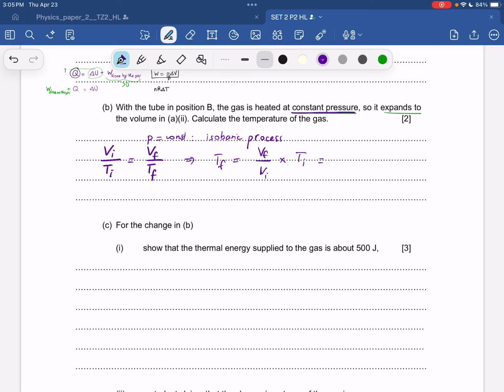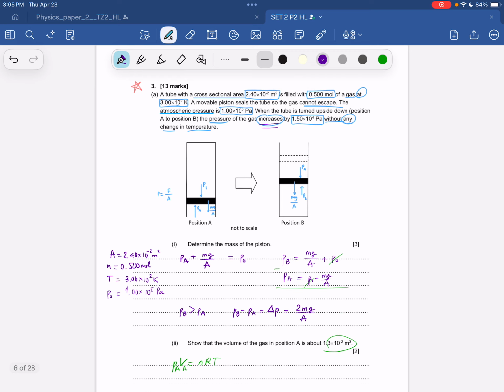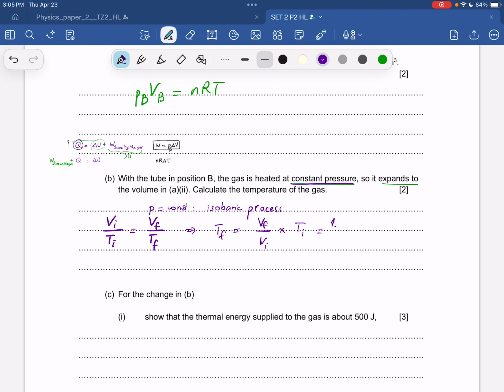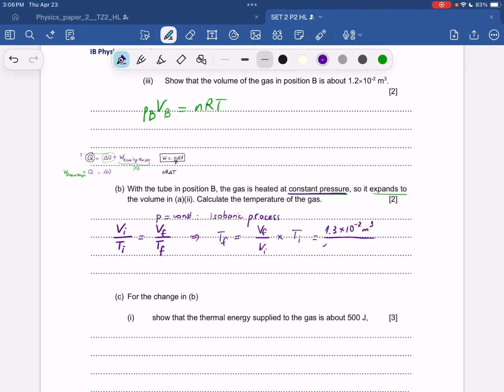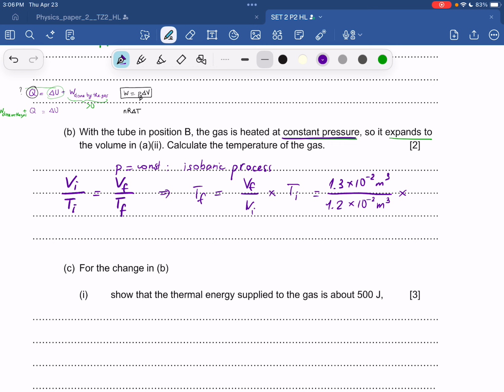Okay, the V_f here, they said it will be the state A. So it is this much, right? 1.3 times 10 to the minus 2 meter cube over, what is the V_i? V_i is 1.2 times 10 to the minus 2 meter cube, times the initial temperature, which is 300 Kelvin, right?